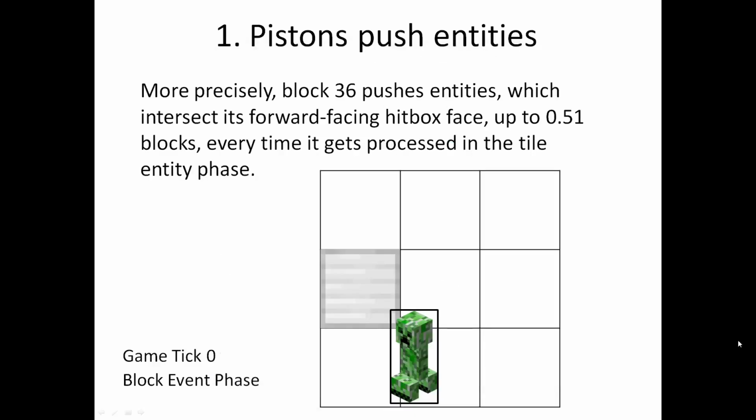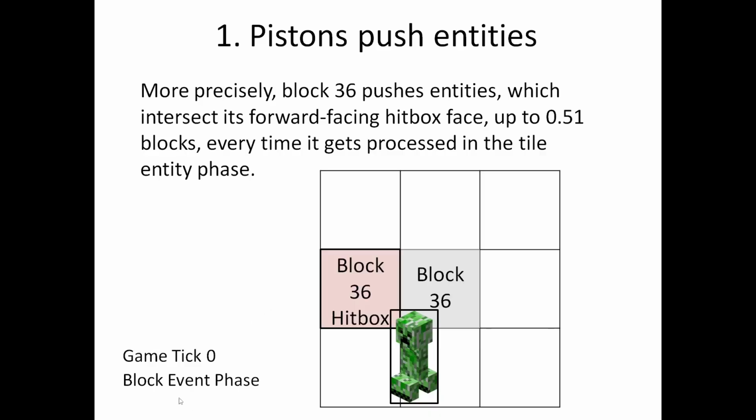So what happens when a piston pushes an entity? The first thing you need to understand is that there's something called block 36, which is like the moving piston block. And if a piston pushes a block in the block event phase, it sets a block 36. So if there was a piston here and it pushes this iron block, then it will create a block 36, one block to the right of this iron block. And there will be a block 36 hitbox, and this block 36 hitbox will be entirely outside of the actual block 36. So the block 36 is on the right over here, but the hitbox of the block 36 is still in the old position where the iron block used to be. So this happens in the block event phase when the piston pushes the block.